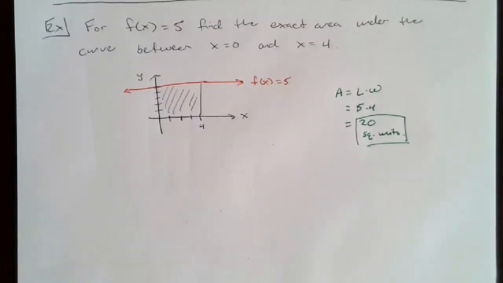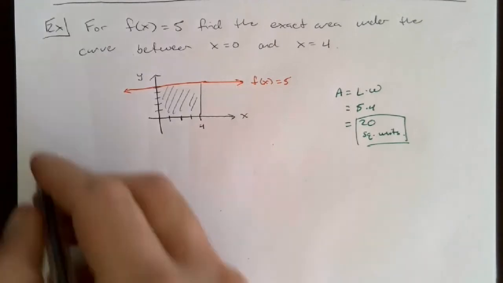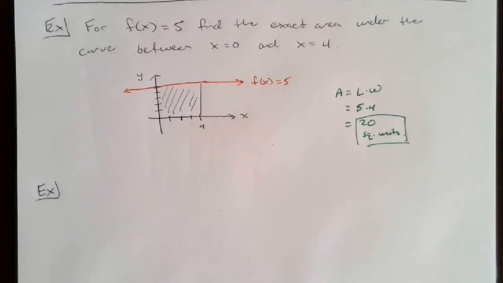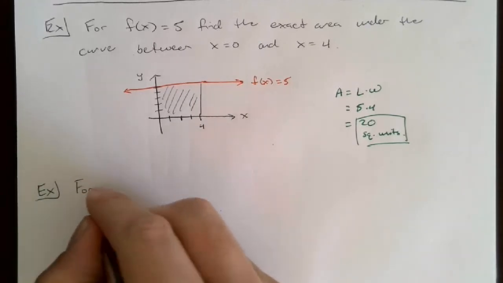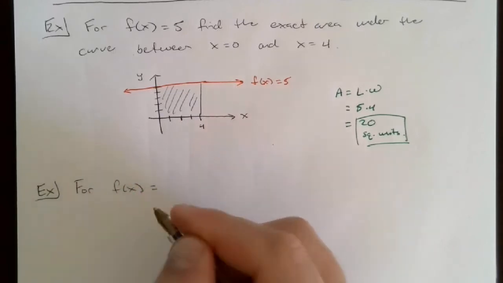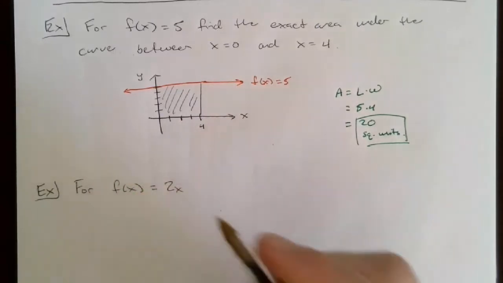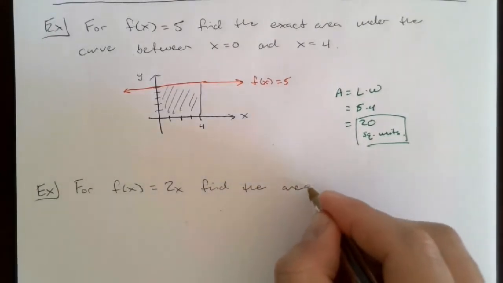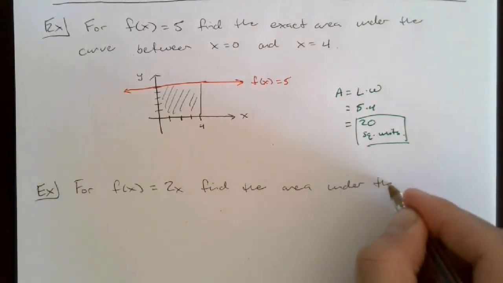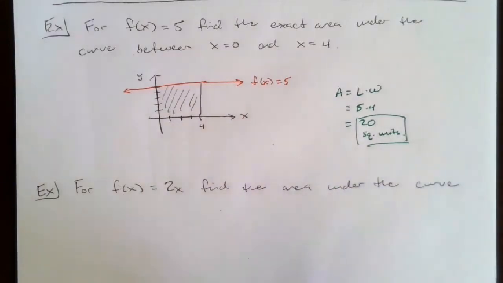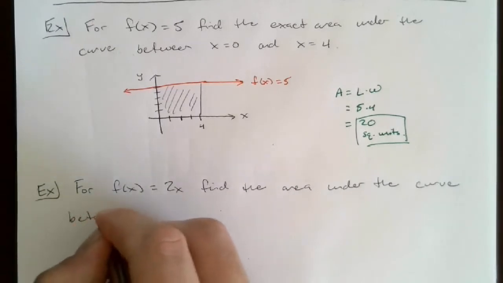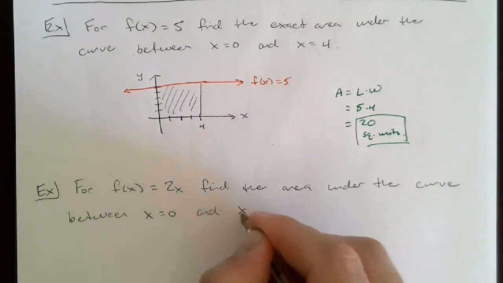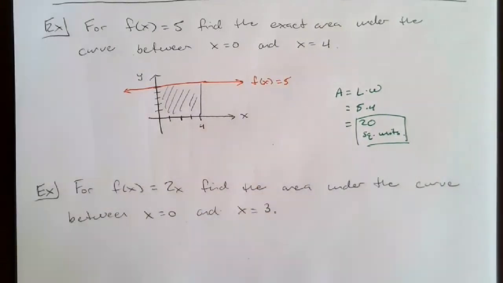We'll look at one more like that, and we'll talk about how we can use the derivatives, or the antiderivatives, sorry, to find the area under a curve. So let's look at one more. If I said for f of x equals 2x, find the area under the curve between x equals 0 and x equals 3.